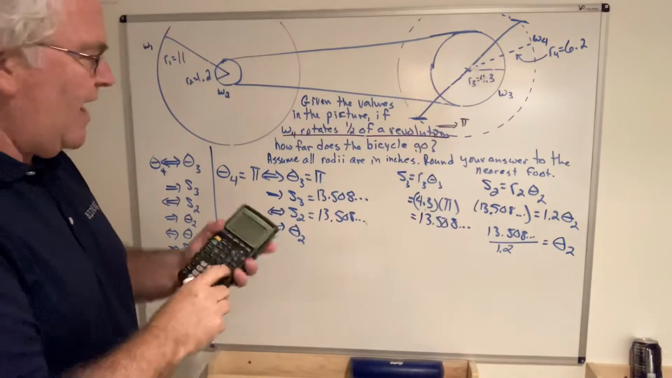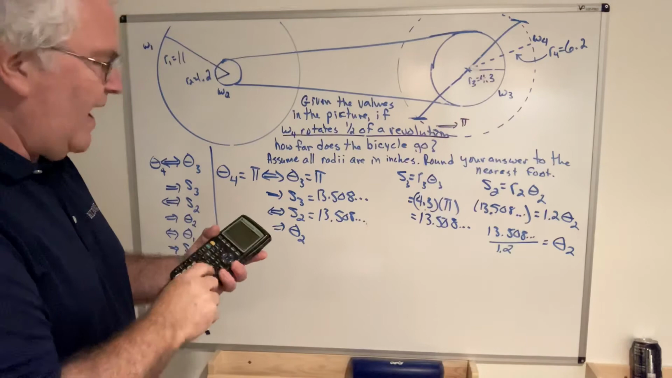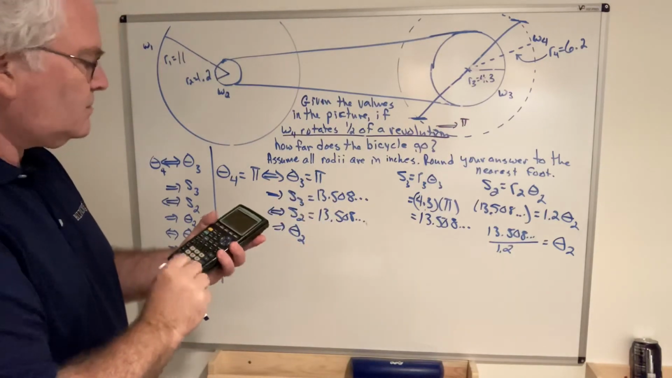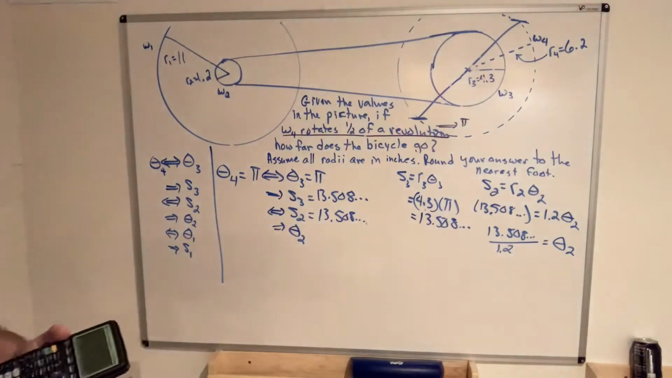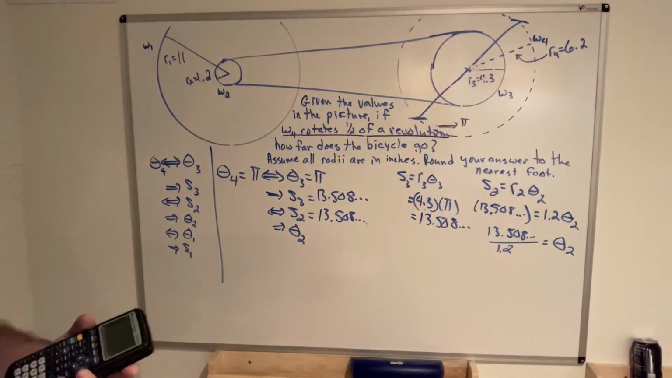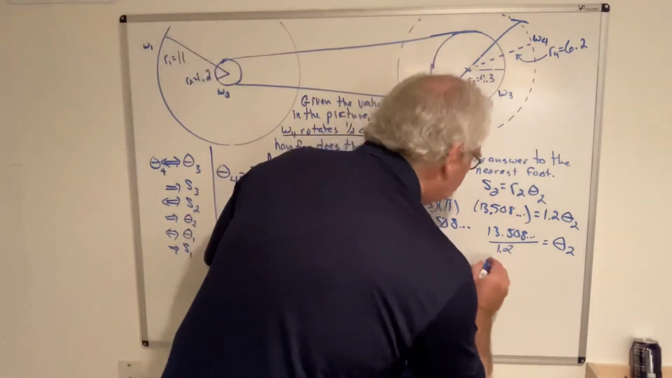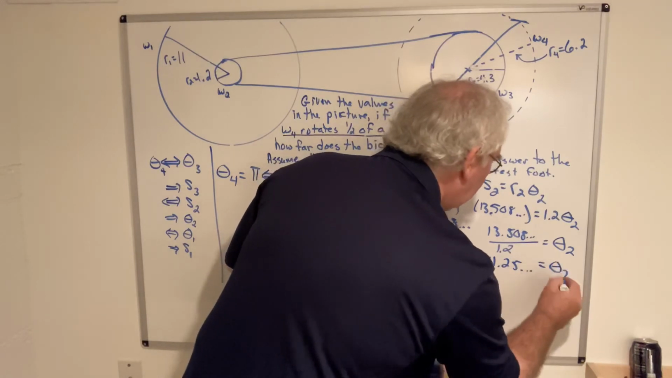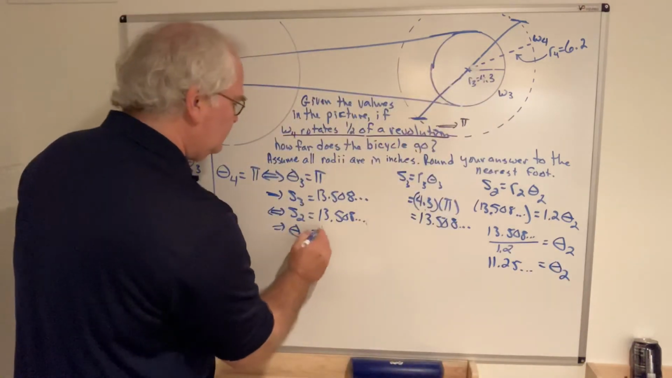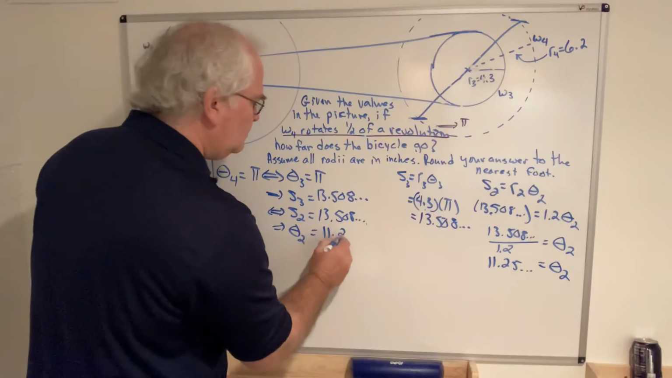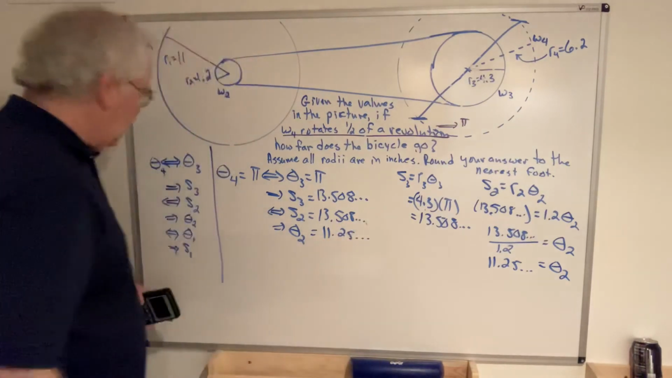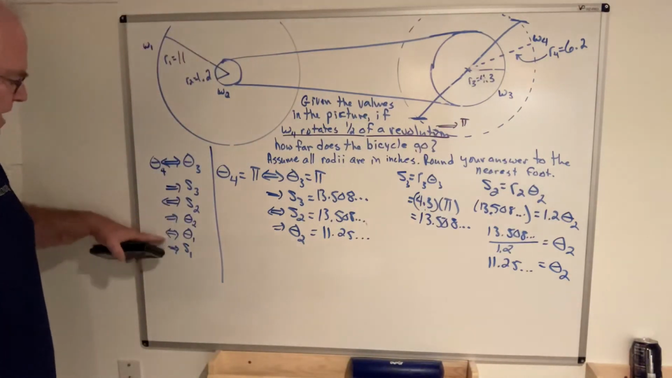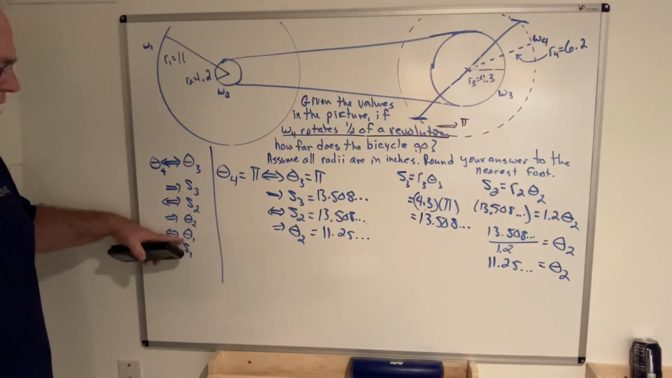I'm going to take the number that I have in the machine already. I'm going to divide it by 1.2. And that's my 11.25 something, something, something. And I just found theta 2. Where am I? I'm at theta 2. I get theta 1 for free.